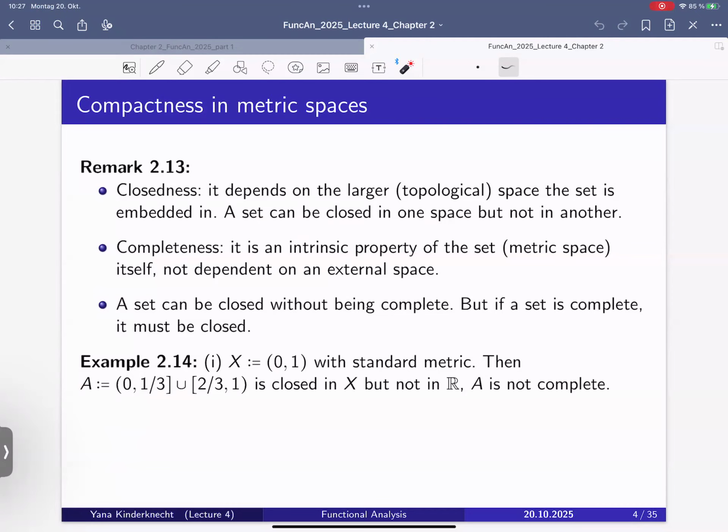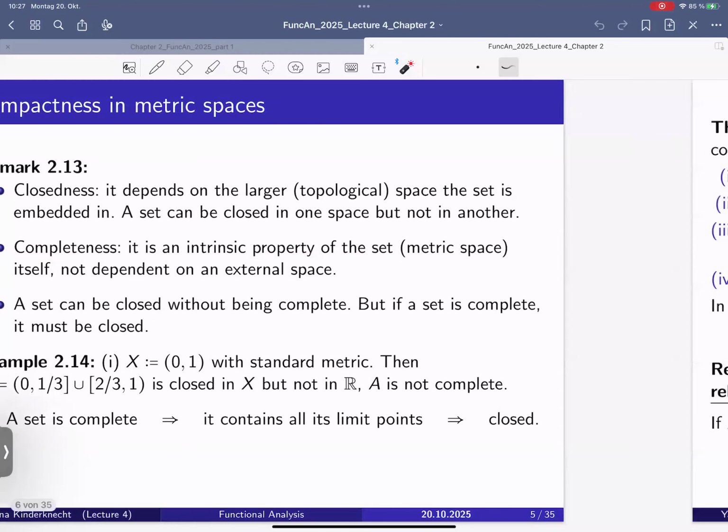And let us justify that if a set is complete, then it must be closed. Actually, if a set is complete, it contains all its limit points, the limits of all Cauchy sequences, and hence the set is closed, because the closure of a set is exactly the set itself plus all its limit points. Are there now some questions concerning these two notions, closedness and completeness? Okay, seemingly no. Thanks for the feedback.